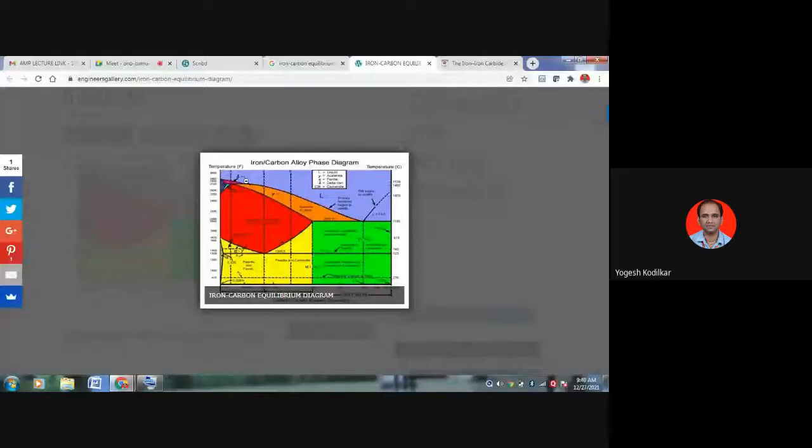This L is the liquid phase. At higher temperature, this is the L liquid phase, which is delta iron, and below that there is again delta iron plus gamma austenite. This gamma austenite is called the austenite phase, and at this initial temperature, from the room temperature up to this constant temperature of 723 or 727 degrees Celsius. So these are the different phases. These are the different crystal structures found in the iron carbon equilibrium diagram.